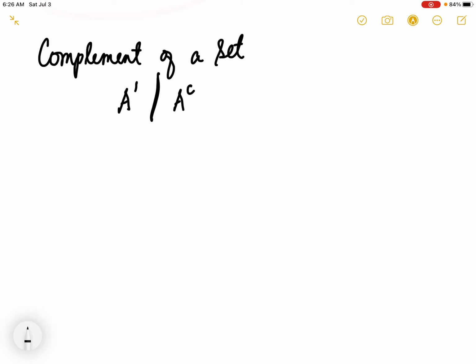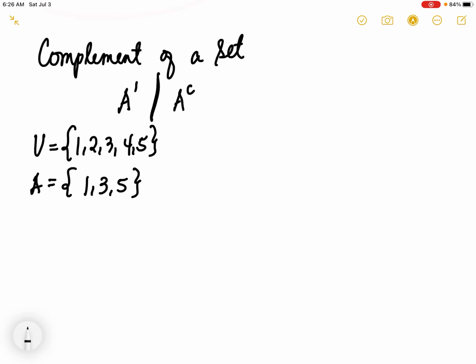For example, if the universal set is equal to 1, 2, 3, 4, and 5, and set A is equal to 1, 3, and 5, then the A prime or the A complement is 2 and 4. Because those are the elements that we cannot find in set A, but we can find in the universal set. Now, if we are going to represent that in a Venn diagram, we have this.